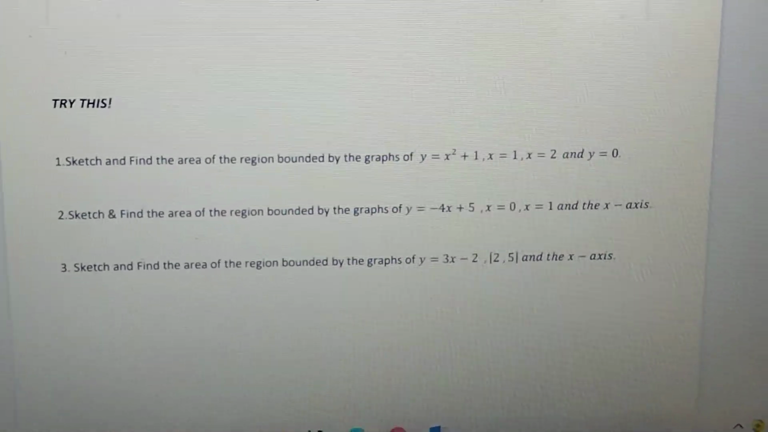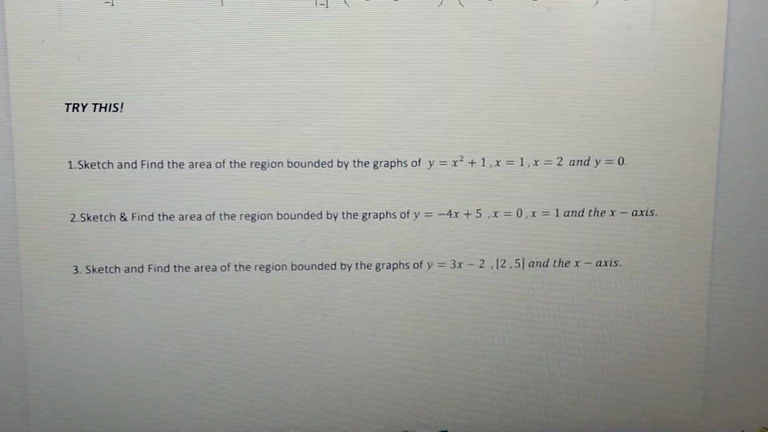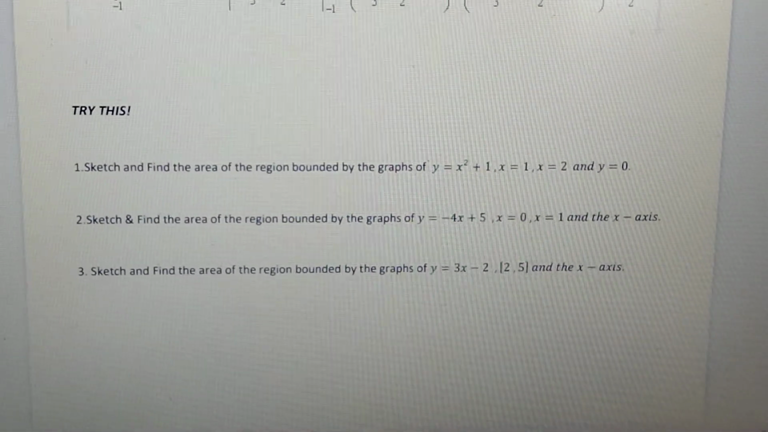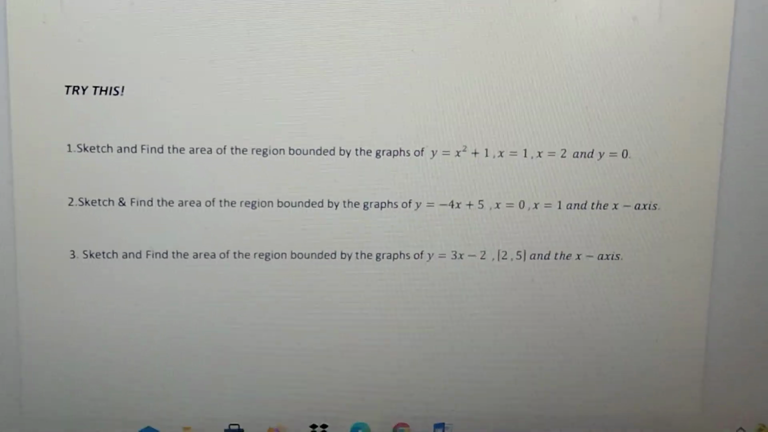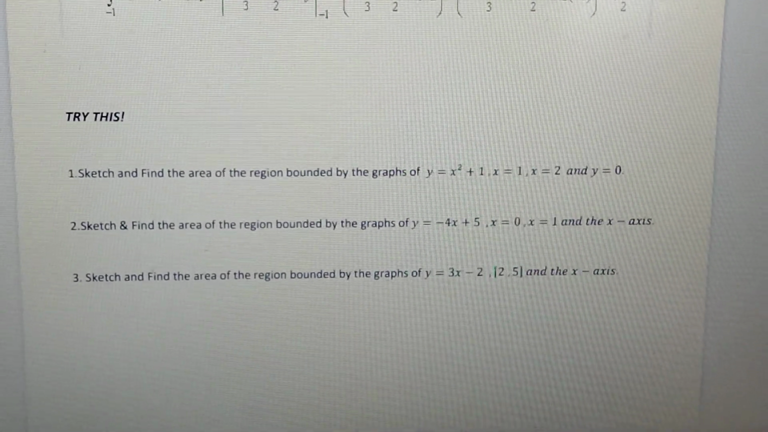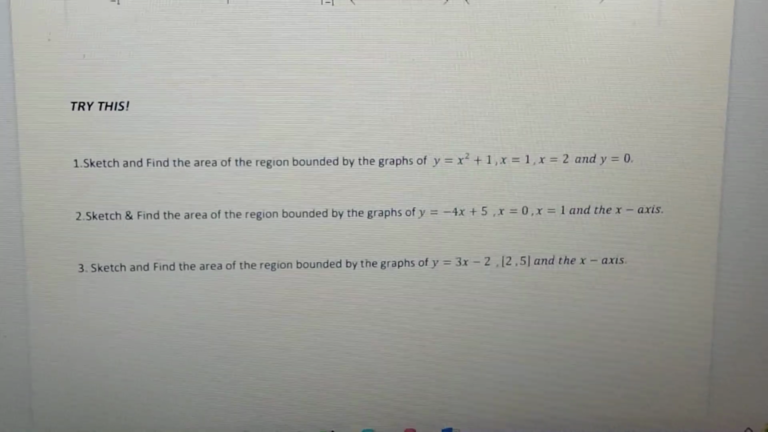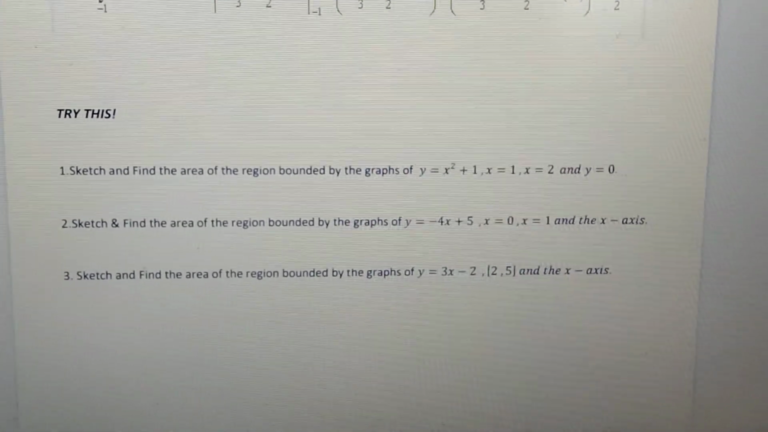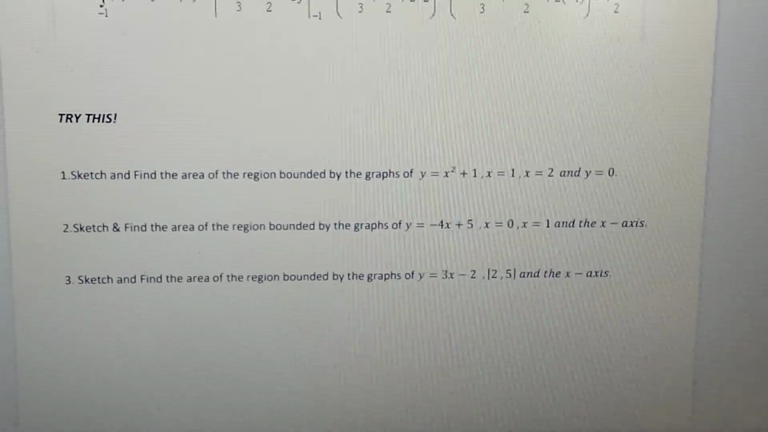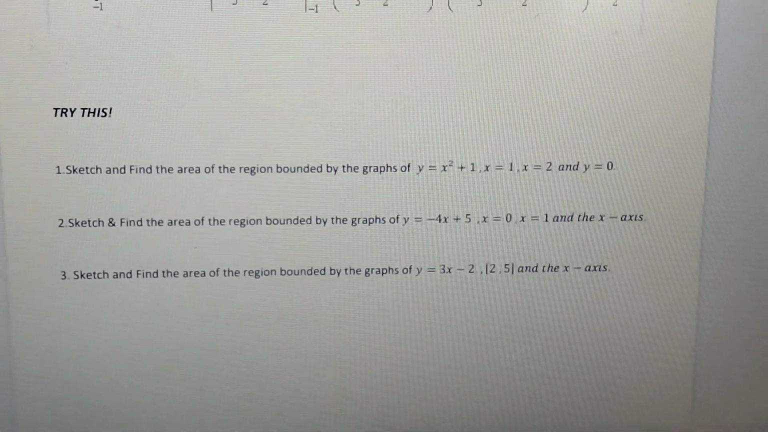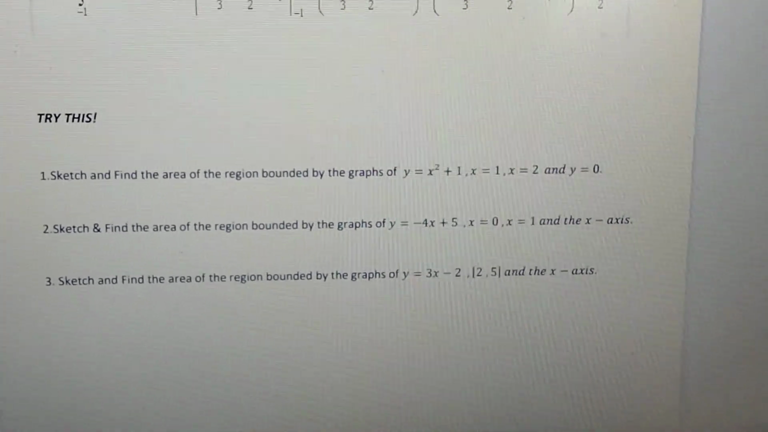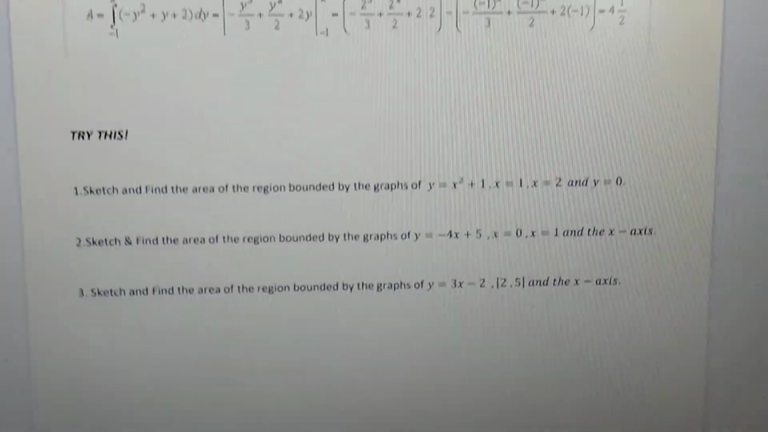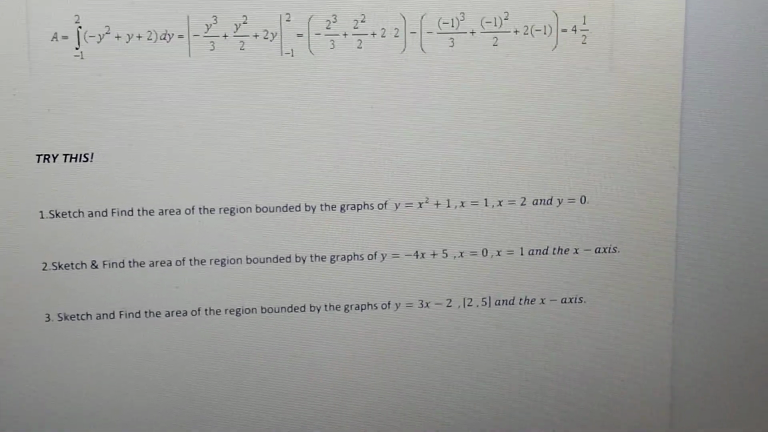So this is our first topic, finding the area of a plane region, to be followed by the area of a region between two curves. This one is only the plane region. The next topic is how to find the area of a region between two curves. Okay, so that's it. See you on our next topic.